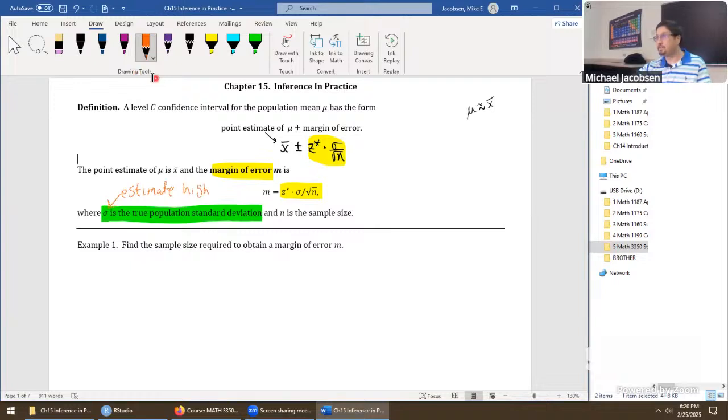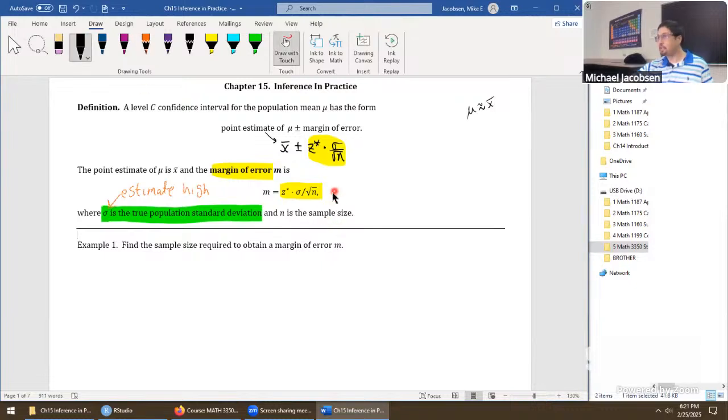Once we get our confidence interval, we really want to get the right level of confidence by targeting the margin of error just right. So we'll allow our sample size to be a little bit higher, estimating a little bit higher on sigma if we are making those kinds of estimates. So these are the conservative estimates we would make in this situation. Example 1 just says, find the sample size required to obtain the margin of error m.